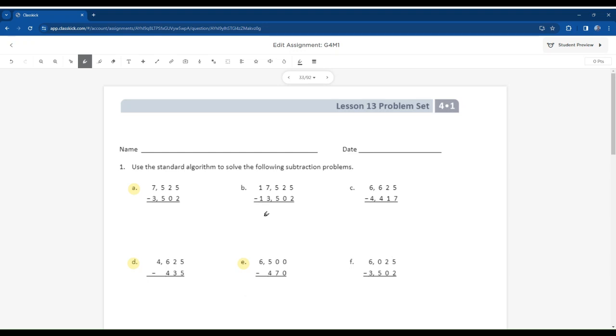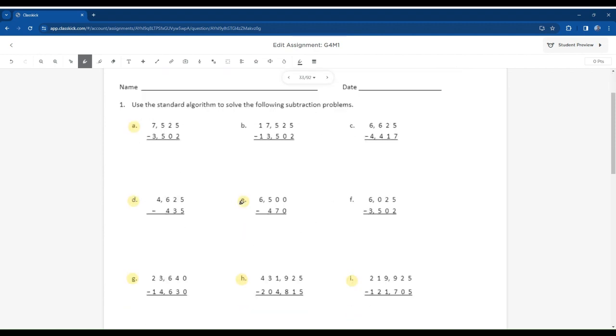Today we're going to be taking a look at grade 4 module 1 lesson number 13. In this lesson what we're looking to do is use place value understanding to decompose to smaller units just once using the standard subtraction algorithm, and then we're going to apply this subtraction algorithm to solve word problems using tape diagrams. I'm going to get into what decompose to smaller units means once we get down to letter D, letter E, G, H, and I.